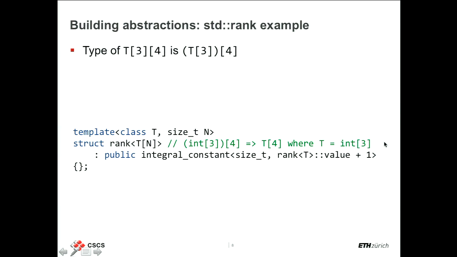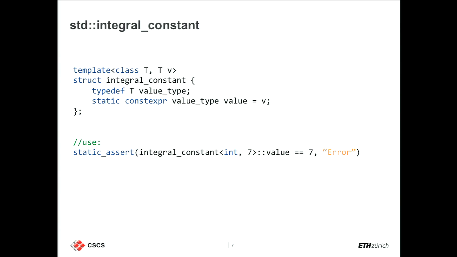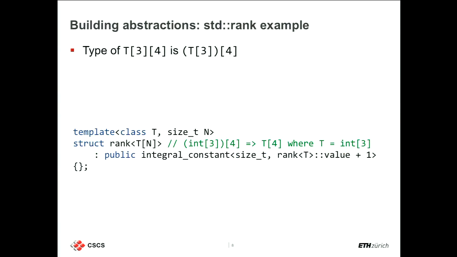So the idea here is that if I receive a two-dimensional array, I receive an int 3 of 4, which is an array of 4 elements of an array of 3 elements. So this will become T[4], where T is int[3]. This goes to rank T value, the rank of whatever is left, plus the rank of my entry. So it's 1 plus the rank of what is left. Now, instead of computing the plus 1, I inherit directly from integral constant, which has a public value data member. So I inherit the public data member, and I can do rank of T colon colon value, and I get the value of the integral constant. So I'm just using inheritance here.